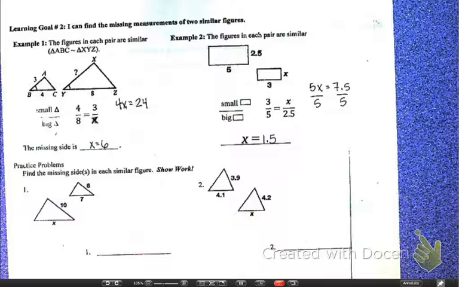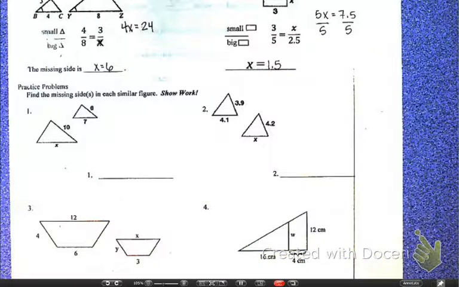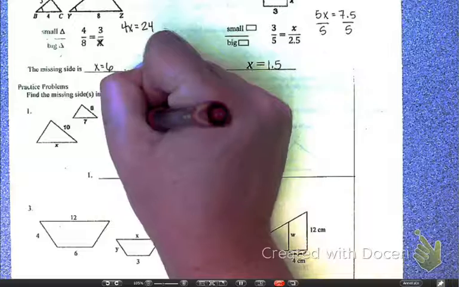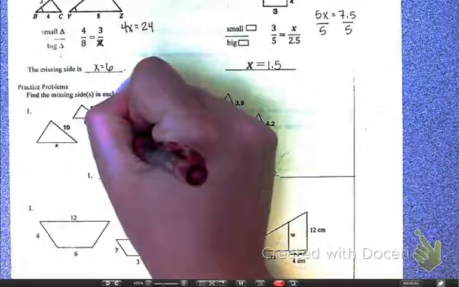Okay, you try 1 and 2 in the practice problem part. 1 and 2. Or do you need to do one more with me? Nope, you can try it? Okay. All right, number 1. Someone tell me what their proportion is. And technically, you have a couple options. You just have to make sure you're consistent. So someone who wants to give me their proportion. Go ahead, Josh. 6 over 10 equals 7 over x. Are you okay with that? Someone have a different proportion? No? Everyone use that one? Okay, when you cross multiply, you get 6x equals 70.